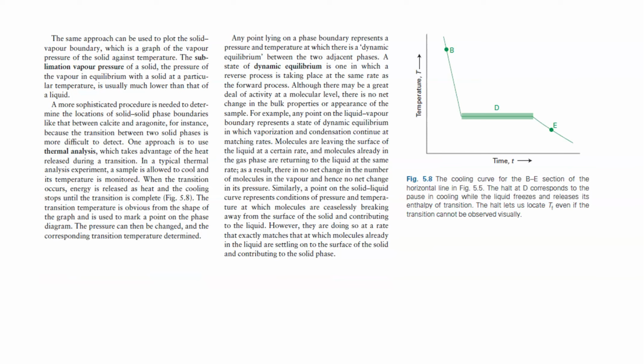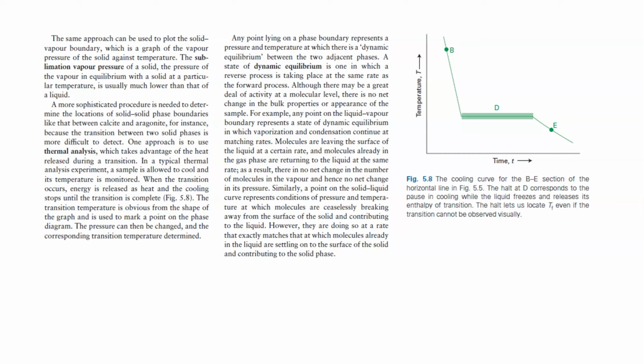The same approach can be used to plot the solid-vapor boundary, which is a graph of the vapor pressure of a solid against temperature. The sublimation vapor pressure of a solid, the pressure of the vapor in equilibrium with the solid at a particular temperature, is usually much lower than that of a liquid. A more sophisticated procedure is needed to determine the location of a solid-solid phase boundary, like that between calcite and aragonite, for instance, because the transition between two solid phases is more difficult to detect.